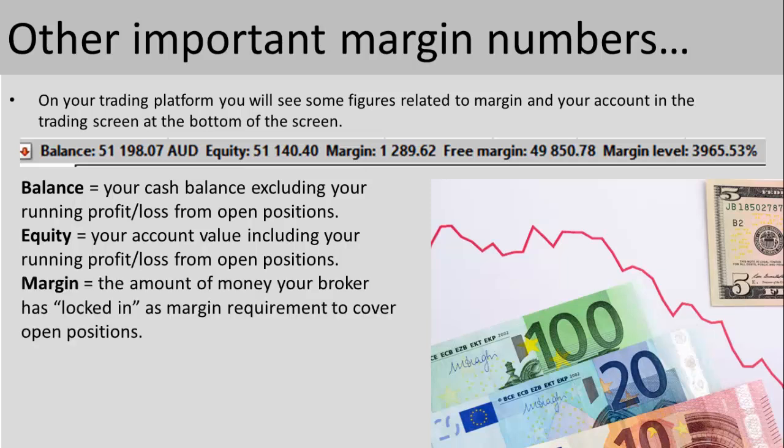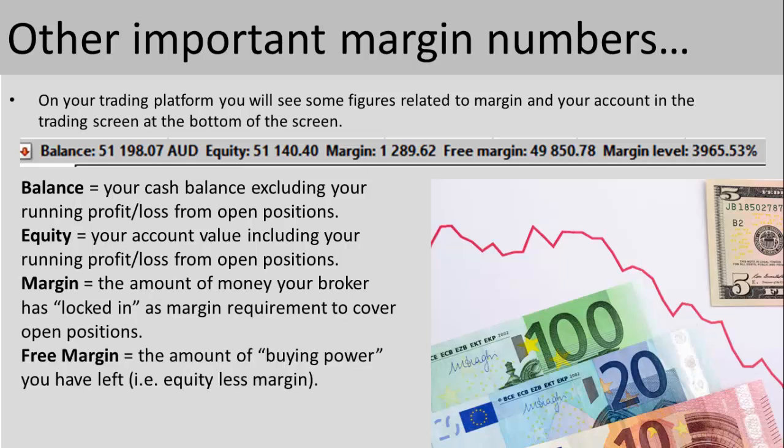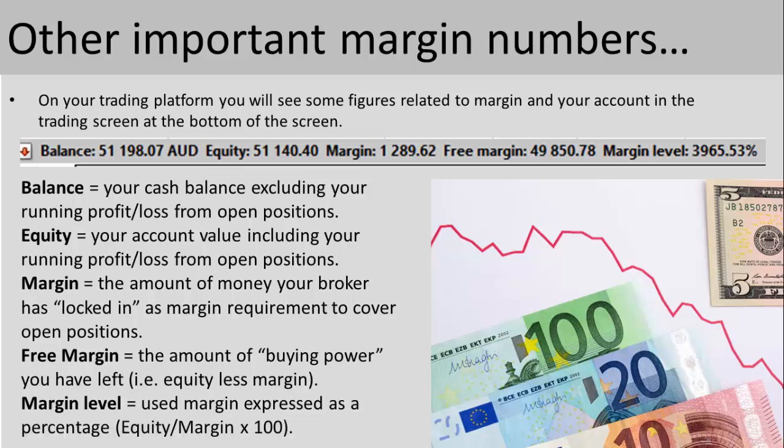The margin is the amount of money your broker has locked in as the margin requirement to cover the positions you have open at that particular time. And the free margin is the amount of buying power you have left in your account. The sum related to this is you take your equity and minus your margin that you've already used. Your margin level is your used margin expressed as a percentage. So in other words, equity divided by margin times 100.